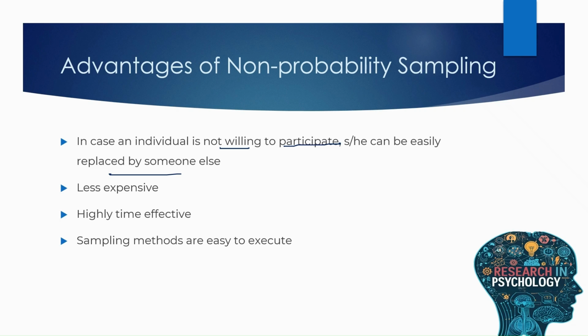Right? This is less expensive. No rules involved. Just randomly go around and choose people as you want. Right? It's highly time effective. You don't have to waste any time choosing the sample. Sampling methods are easy to execute.